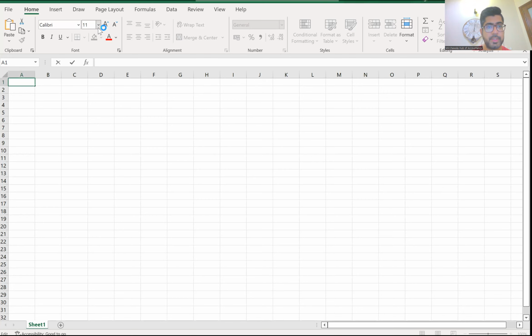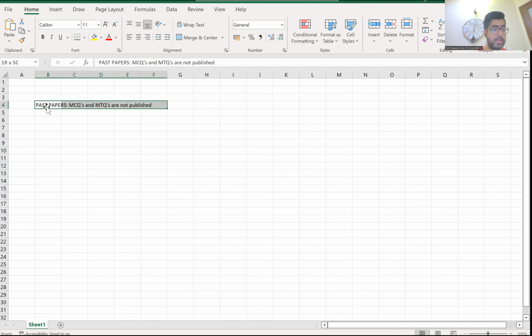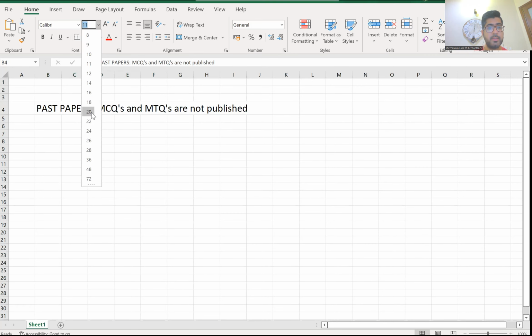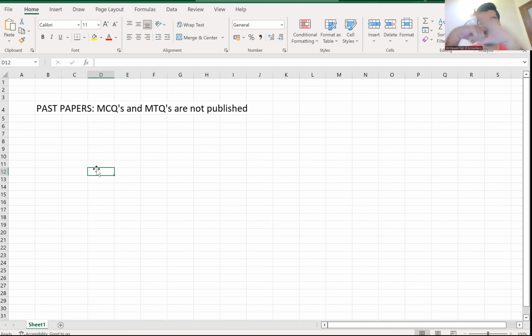As we all know, we are all familiar with examination past papers. Usually MCQs and MTQs are not published. I used to say this in many of my sessions, but you are all familiar with it as well: MCQs and MTQs are usually not published in the past papers. Usually long questions are published, so students are always running after their tutors asking how they can practice the MCQs.